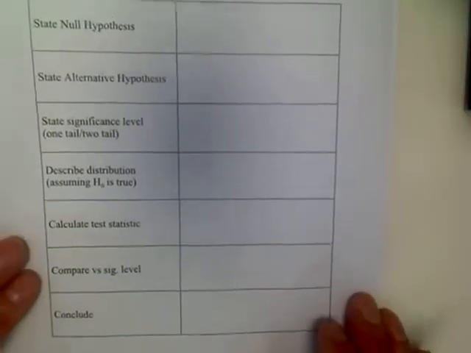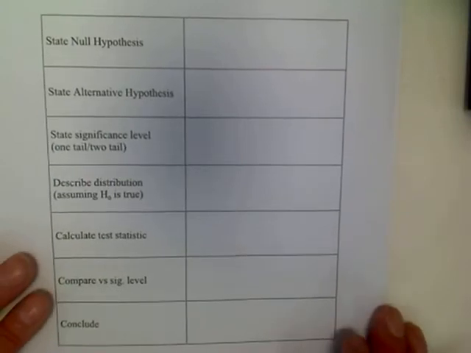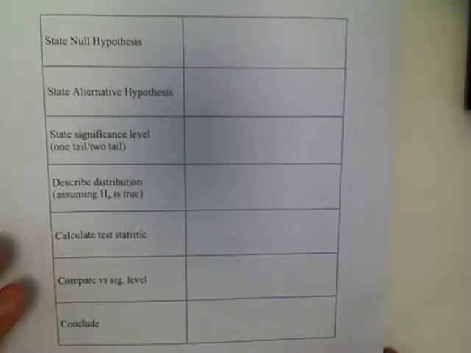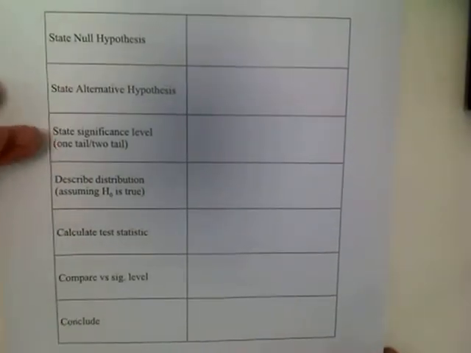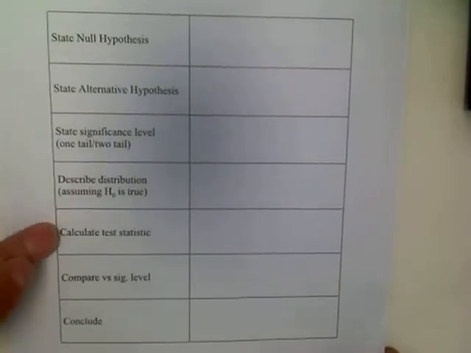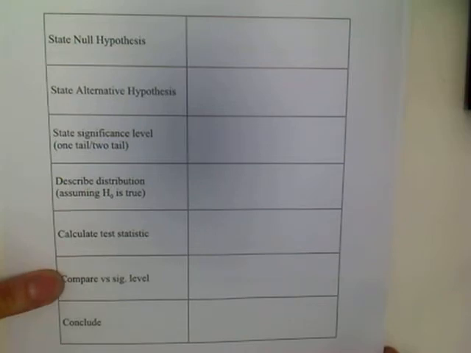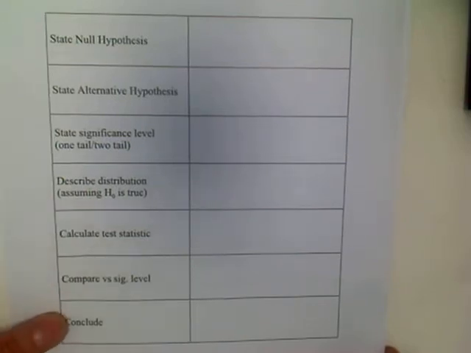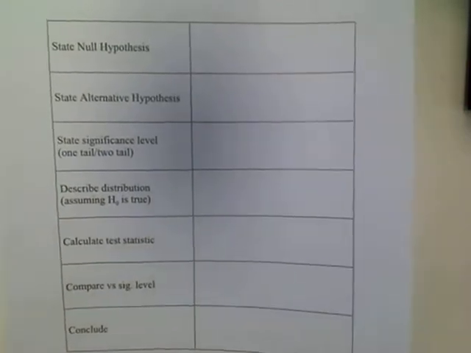I'm going to be following this framework, so I'm going to state the null hypothesis, the alternative hypothesis, the significance level, describe the distribution, calculate the test statistic, which is the probability, compare the probability against the significance level, and then make my conclusion accordingly. Okay, so let's unpick this one.